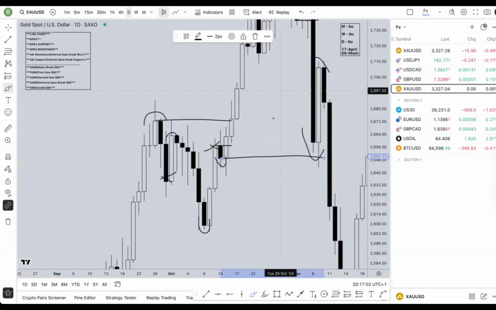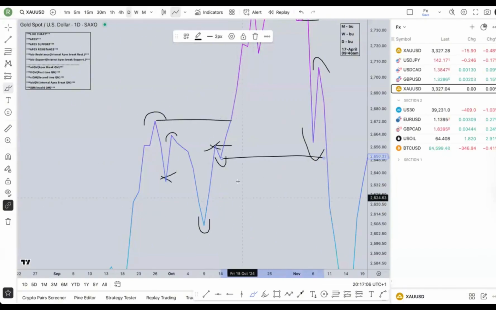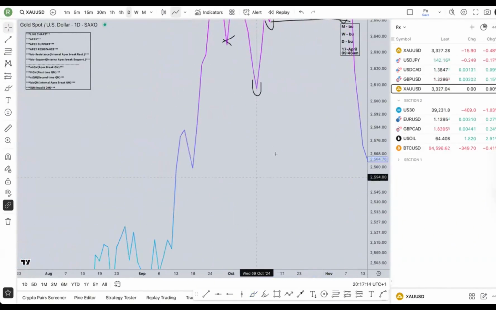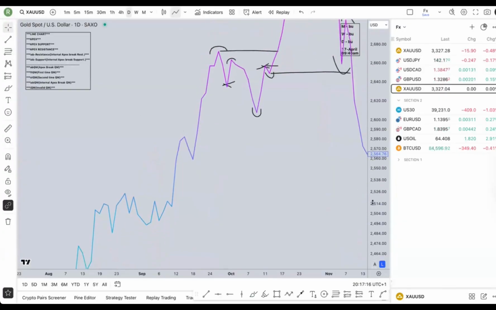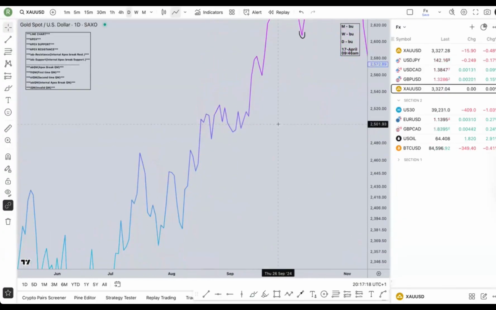You see that? So you're going to see how powerful these things are. It doesn't matter how small these supports, IAB support or IAB resistance are, they always work 90% of the time. It's not going to work always, because if it worked always, everybody would have been a billionaire by now in the forex market. So you won't expect it to work always.